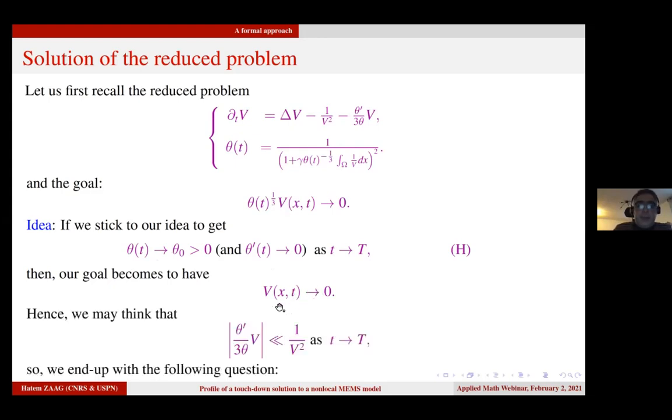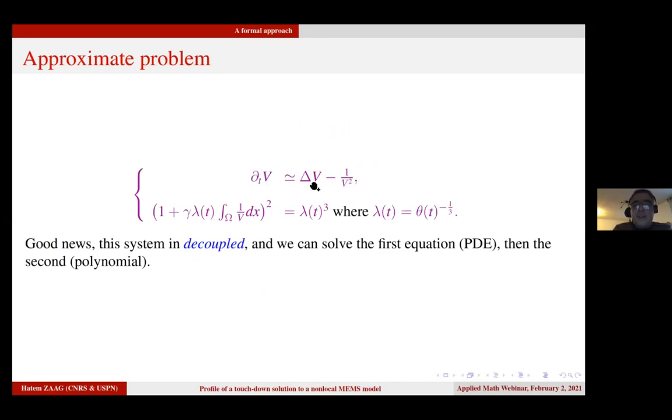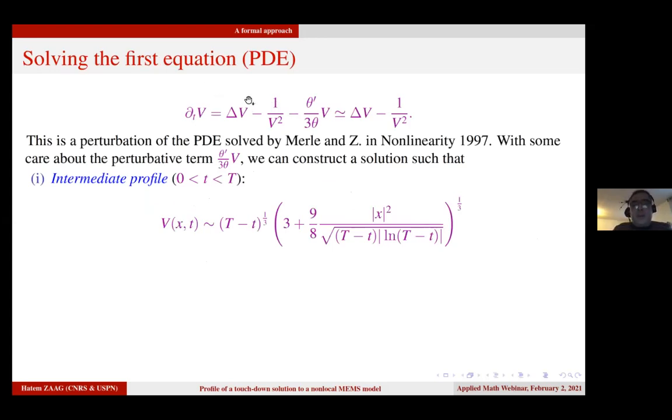And a small hint: let us make a dream, that this term is negligible with respect to this one. Then we end up with the following question. We have this PDE where we neglected the other term, and we have this polynomial equation. So our system is decoupled somehow, and we can try to apply the machinery that we have for this PDE, but of course we have some perturbations. So let's start with the first equation. This is the PDE with a perturbative term, and we can use the old machinery of 1997, and we will have this intermediate profile.